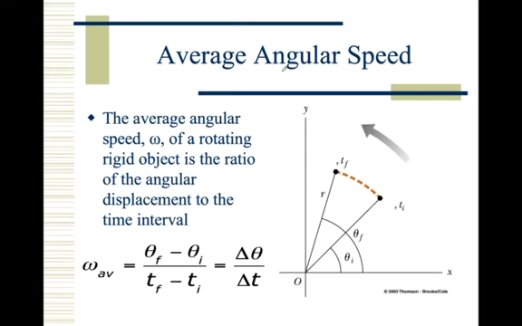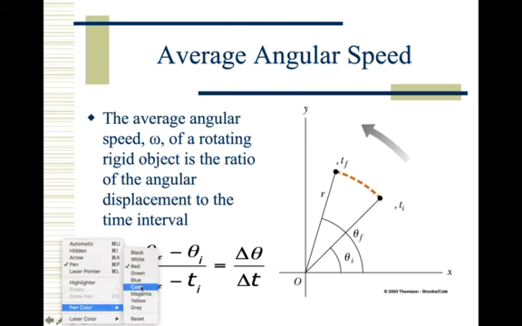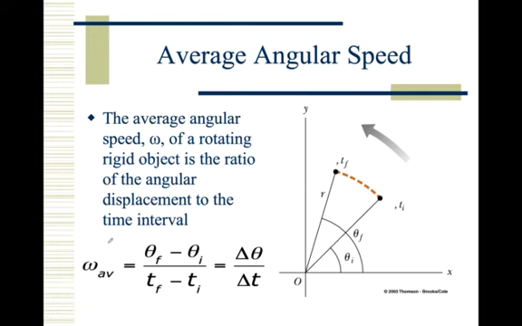Angular speed is a lot like velocity. Remember, regular velocity was the change in position over the change in time? Angular velocity is the change in theta over the change in time. Now, just a quick note on this one. Let me write the old equation up here. Velocity is defined as the change in position or displacement over the change in time.